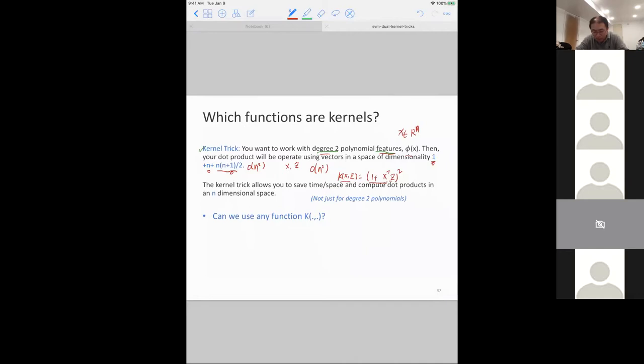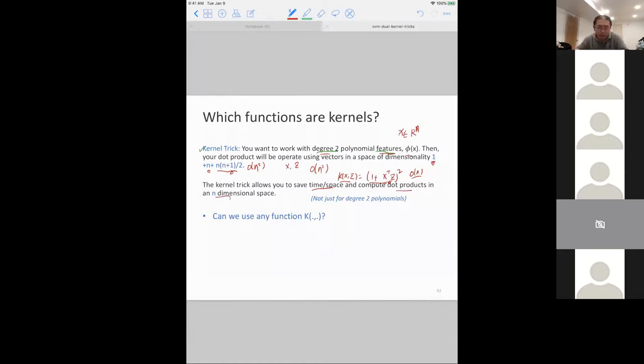You first do the inner product between x and z. They are both n-dimensional, so this is just O(n), right? After you have this inner product, the remaining thing is just a scalar computation. So it reduces to O(n). Actually it reduces one order of magnitude in the computational cost, right? This is a dramatic reduction. So the kernel trick allows you to save time and space to compute the dot product in the original d-dimensional space.